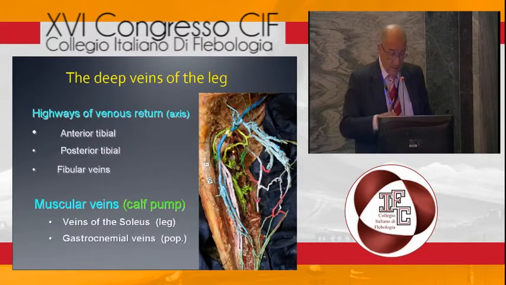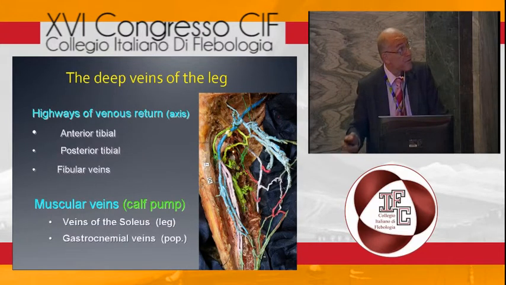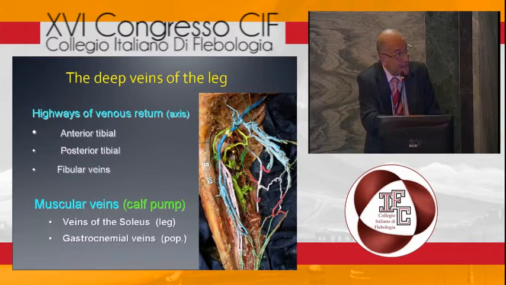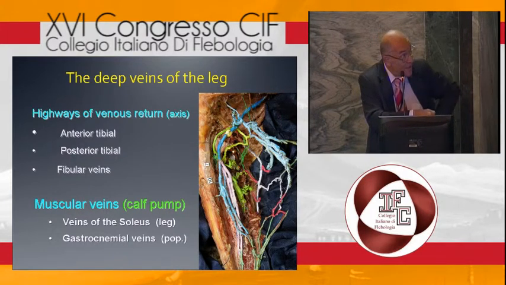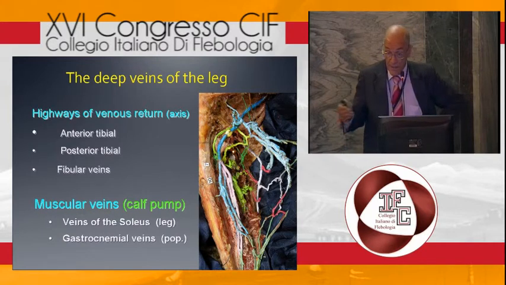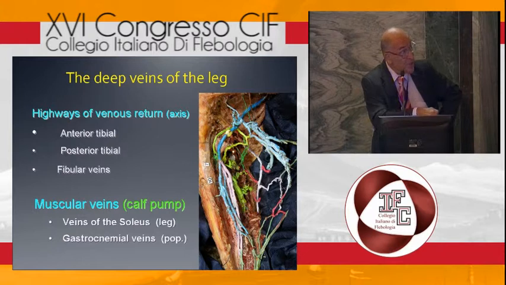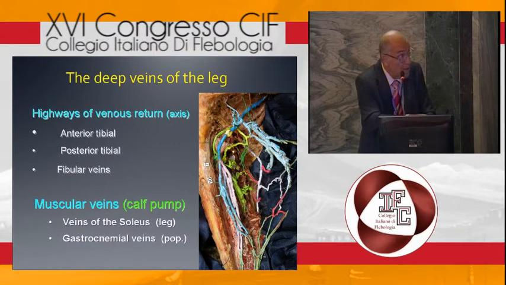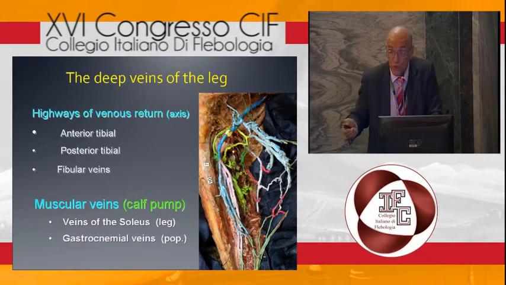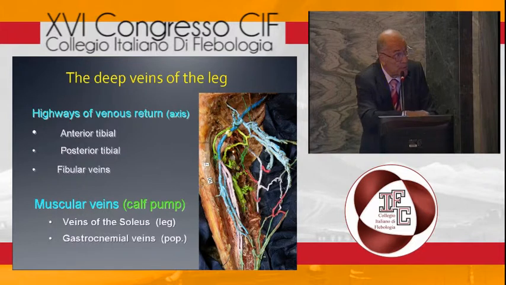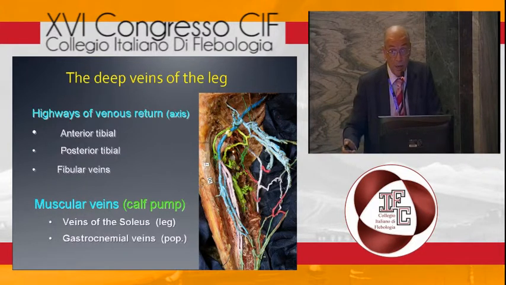Second, I would like to highlight two things about the deep veins of the leg, which are not very well known. You should consider the axis of the deep veins, which are those that you know, anterior tibial, posterior tibial, and fibular veins, but they are only a way of passage of the blood. But the more important veins are the muscular veins, because this is the calf pump, the motor of the venous return. And as you know probably, these muscular veins are in two parts, which are so different: the veins of the soleus, which are at the leg level, and the gastrocnemius, whose pump is located at the popliteal level up to the knee.